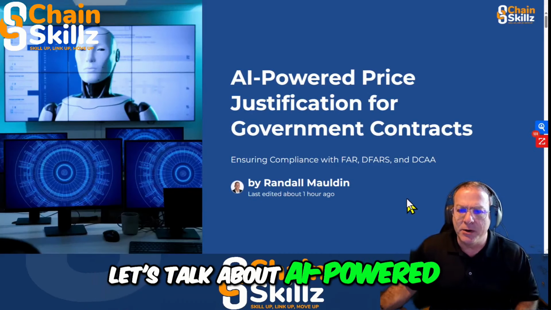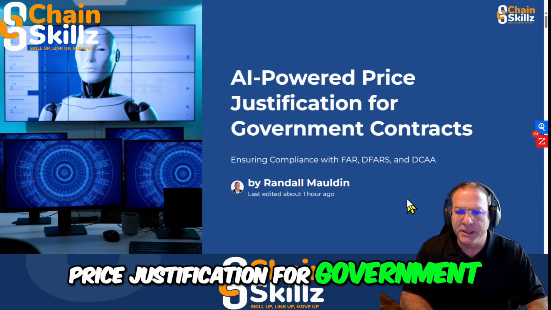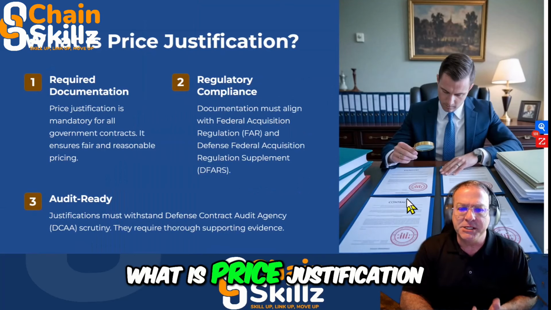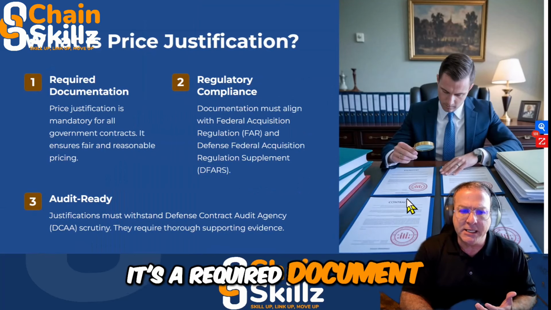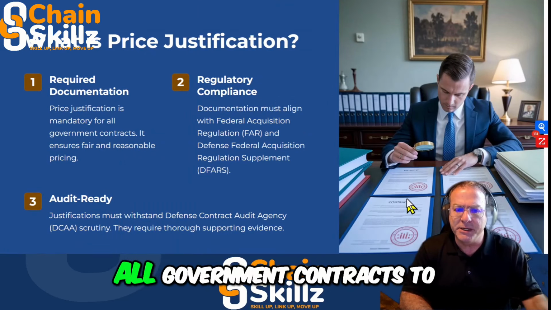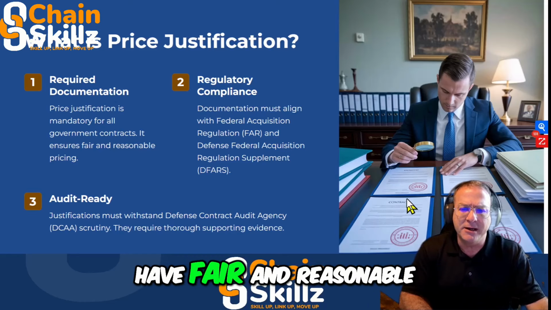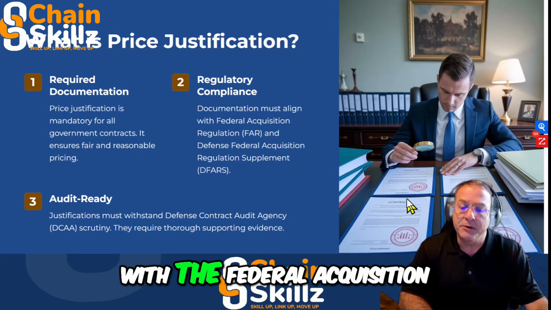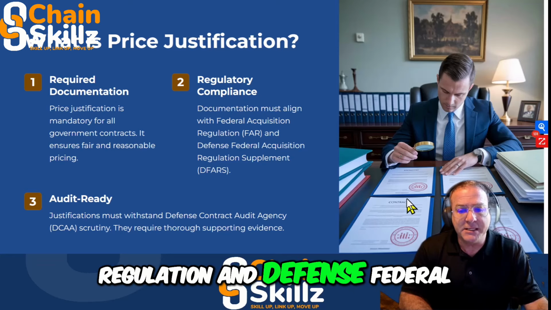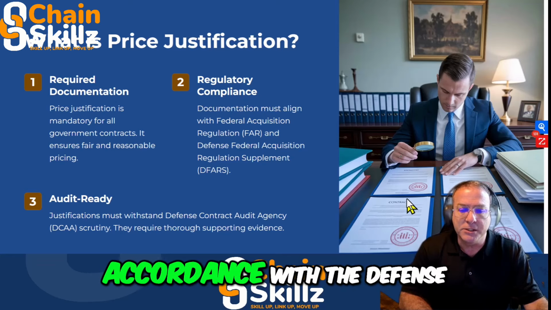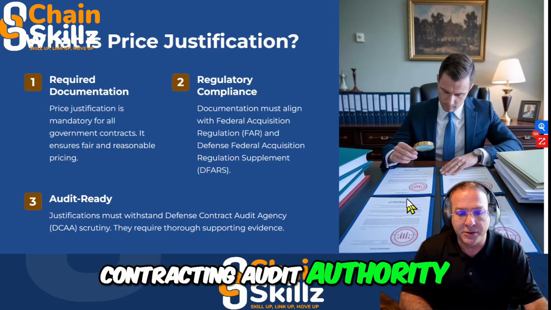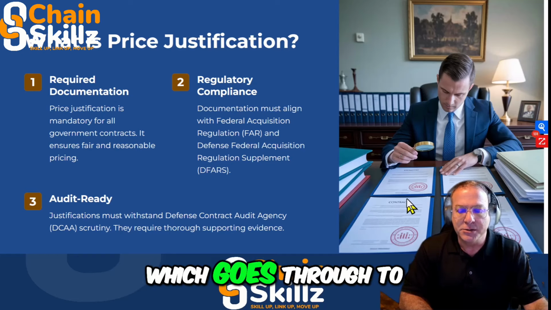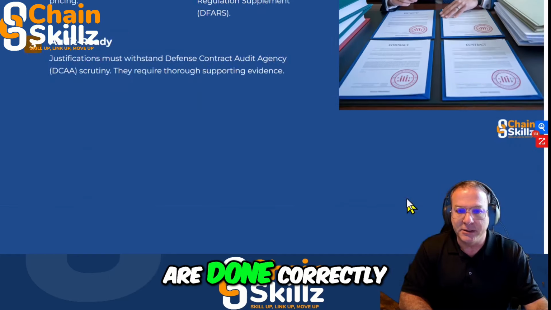Let's talk about AI-powered price justification for government contracts. Now, what is price justification? It's a required document that is mandatory for all government contracts to make sure that we have fair and reasonable pricing. It's regulatory compliance in accordance with the Federal Acquisition Regulation and the Defense Federal Acquisition Regulations, and in accordance with the Defense Contract Audit Agency, which goes through to make sure that things are done correctly.